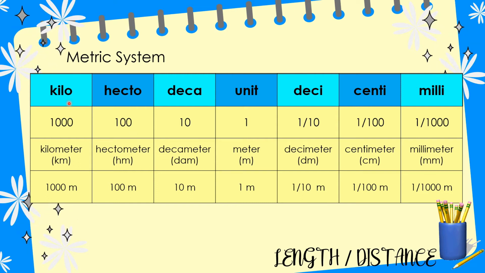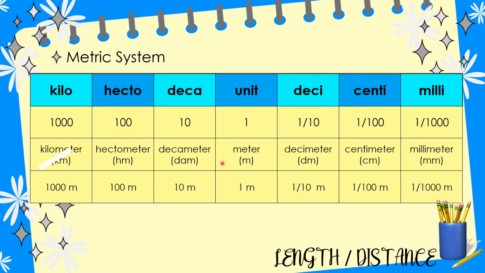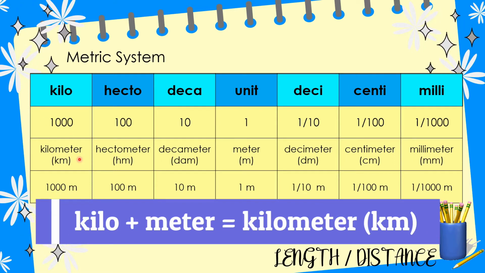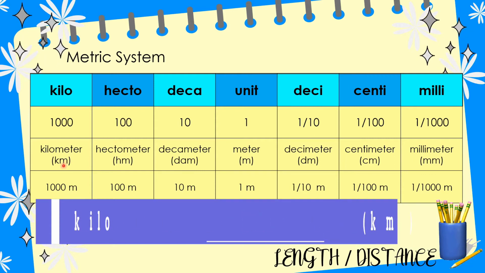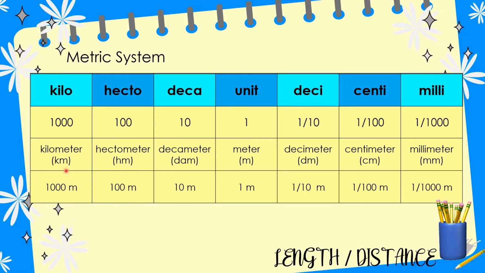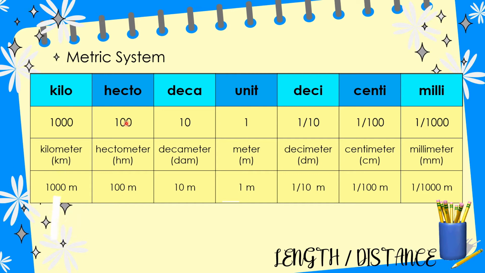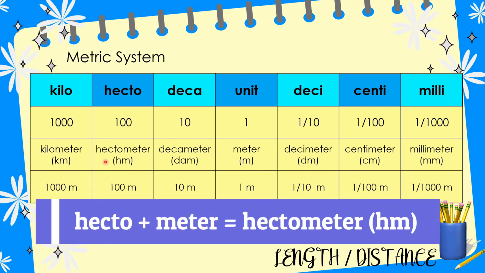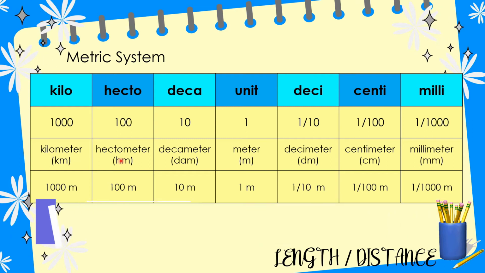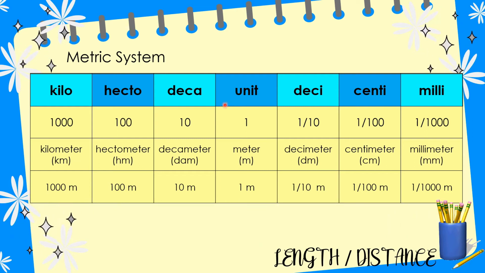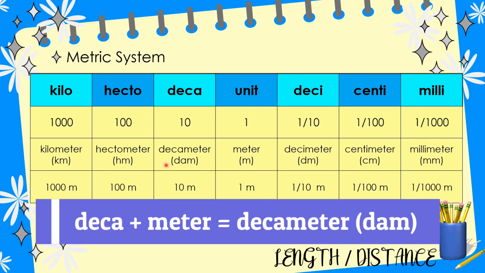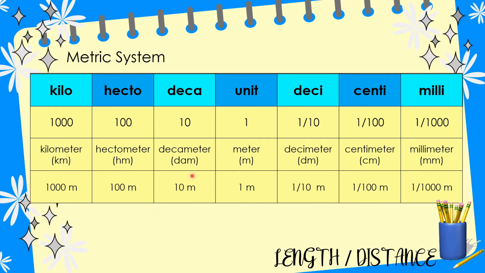So, pag pinagsama natin si kilo plus meter, makakabuo tayo ng isang unit, which is kilometer. At abbreviated siya, small letter km. Hecto plus meter is equal to hectometer. Abbreviated naman siya as hm. Deca plus meter equals decameter, abbreviated as dam.